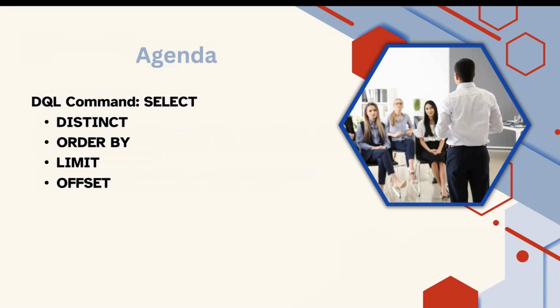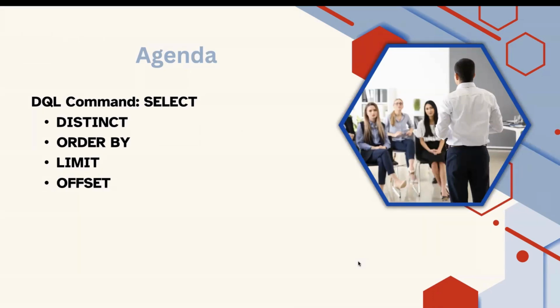Data query language is about querying the data present in the tables. The main DQL command is the select command, which is used to retrieve data from the tables. There are many options you can use with select, depending on exactly what you want to retrieve. Today we will focus on the basic select command using distinct, order by, limit, and offset.